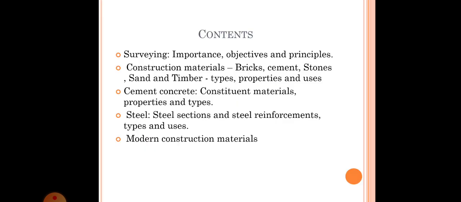Welcome dear students. So today we are going to discuss the next topic in the subject EST 120 Basics of Civil Engineering. We were discussing module 2 in the last class. So these are the contents in module 2. Already we completed the portion surveying.